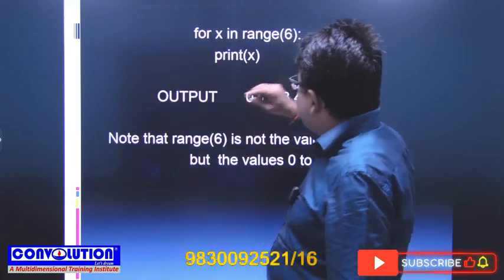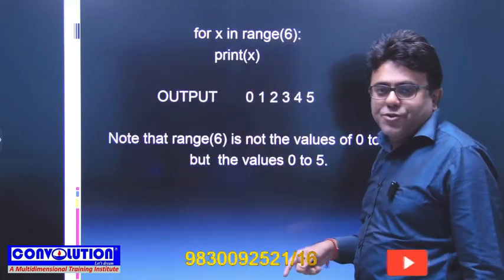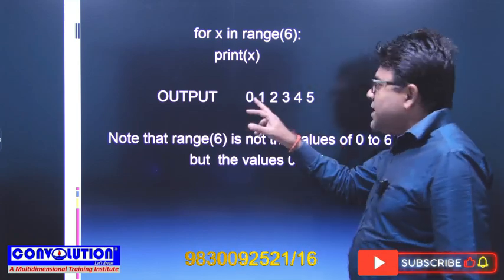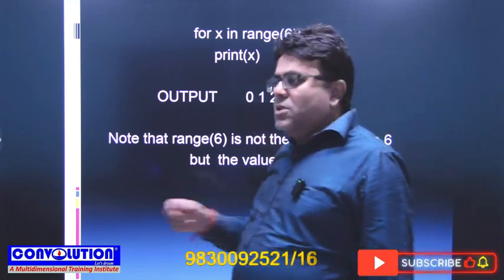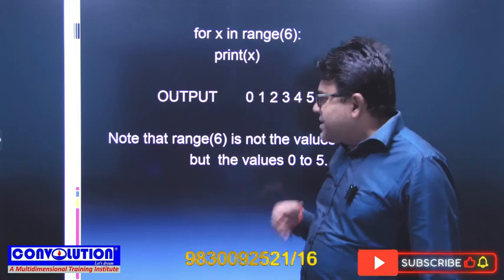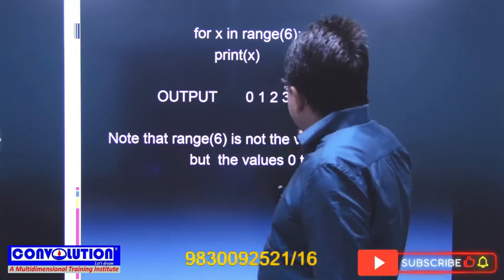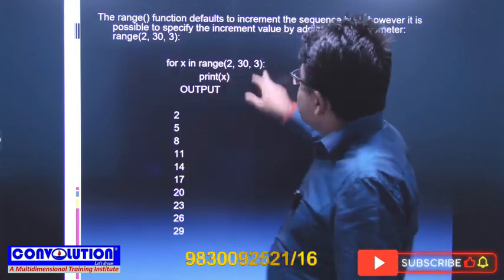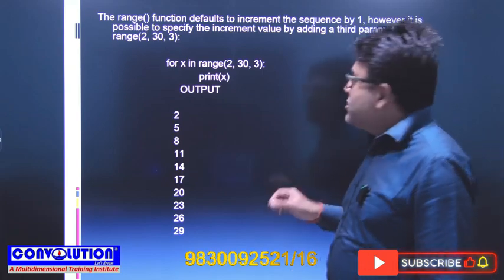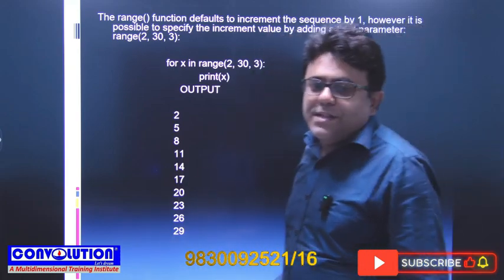In this case also, I am just specifying the maximum range. So what happened? Starting from 0, it is going to increase by 1. But in this case, I am specifying the third parameter, which says what the incrementation sequence will be.